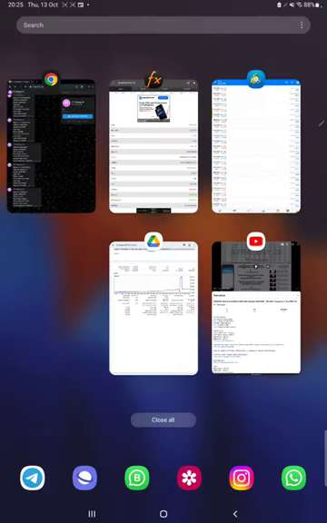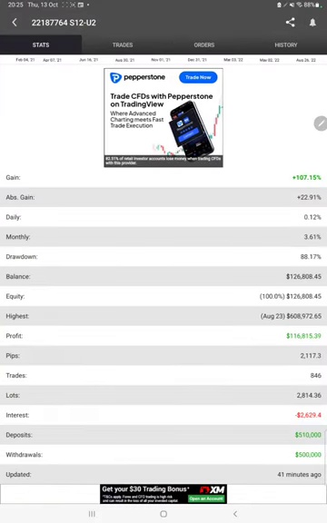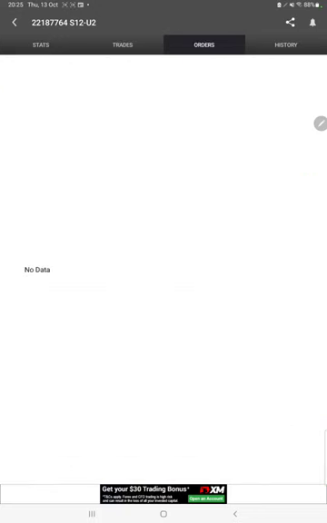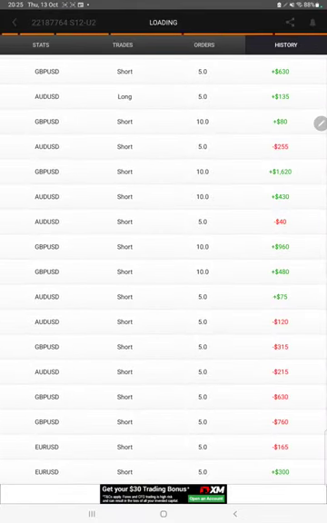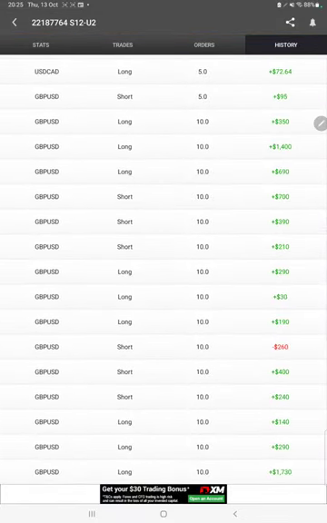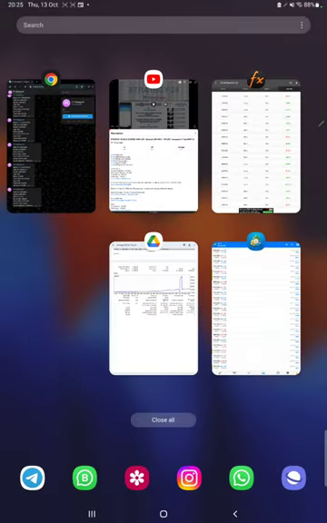Also, the FXBook statistics are available, so we can check the total details like a total percentage of gain, absolute gain, daily return, monthly return, current equity, and 41 minutes ago it is updated. We can also see the live open trades, verify the pending orders, and in history we can see how much lot size we have traded, how much profit and loss we have booked.